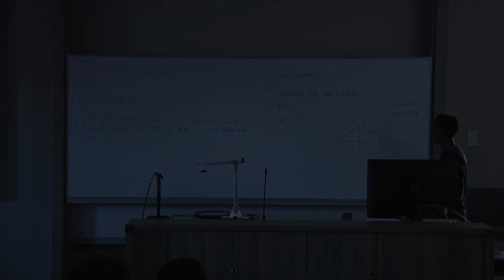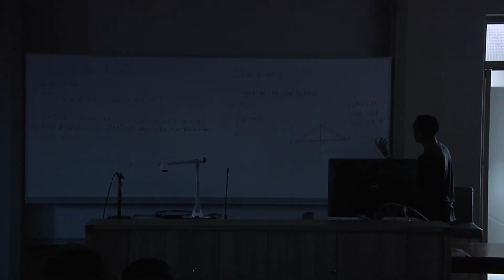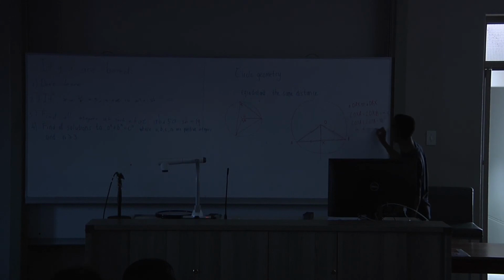But we also know that this is a straight line, so OXA plus OXB is 180 degrees, right? Now, if you give this angle a name, say alpha, then alpha plus alpha is 180 degrees. So alpha is 90 degrees. Everyone understand that?